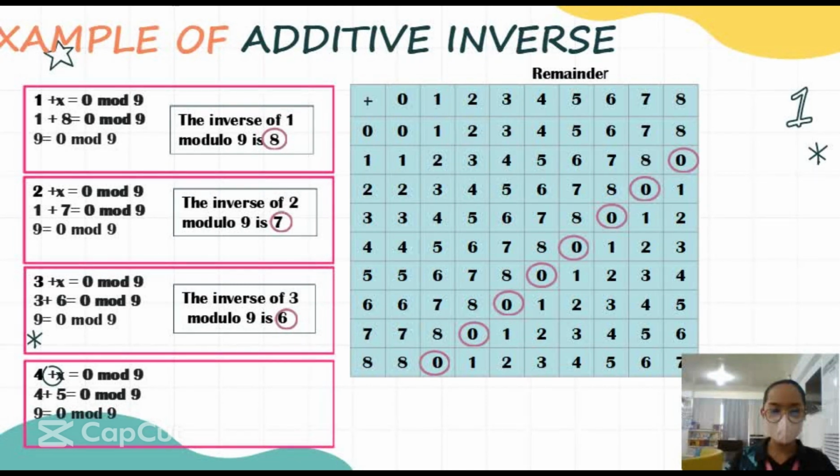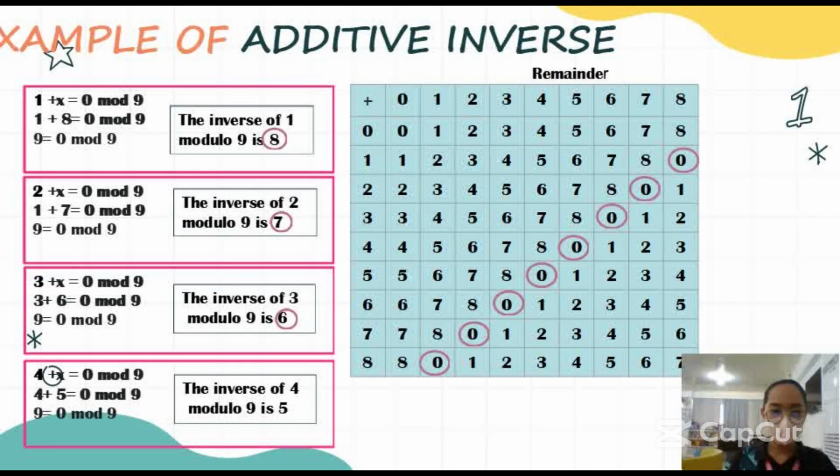Then we go to 4 plus x. What you add to 4 so that dividing by 9 leaves remainder 0 is 5. You can see it in the table where the 0 lands. Then add it and divide, so the remainder is 0. So the inverse of 4 modulo 9 is 5.